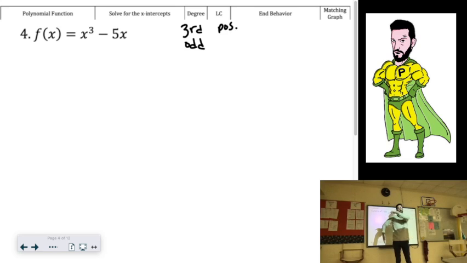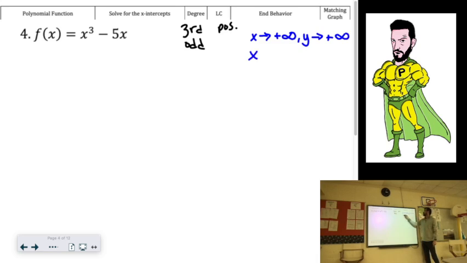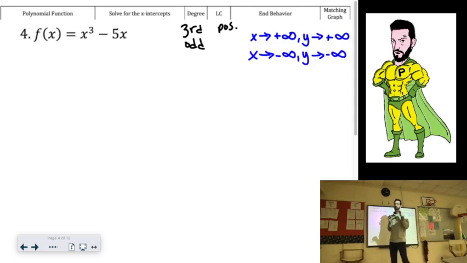So end behavior: as x approaches positive infinity, y approaches positive infinity. As x approaches negative infinity, y approaches negative infinity. Great! I bet we can figure out what graph it is just from that, but we're too cool for that.